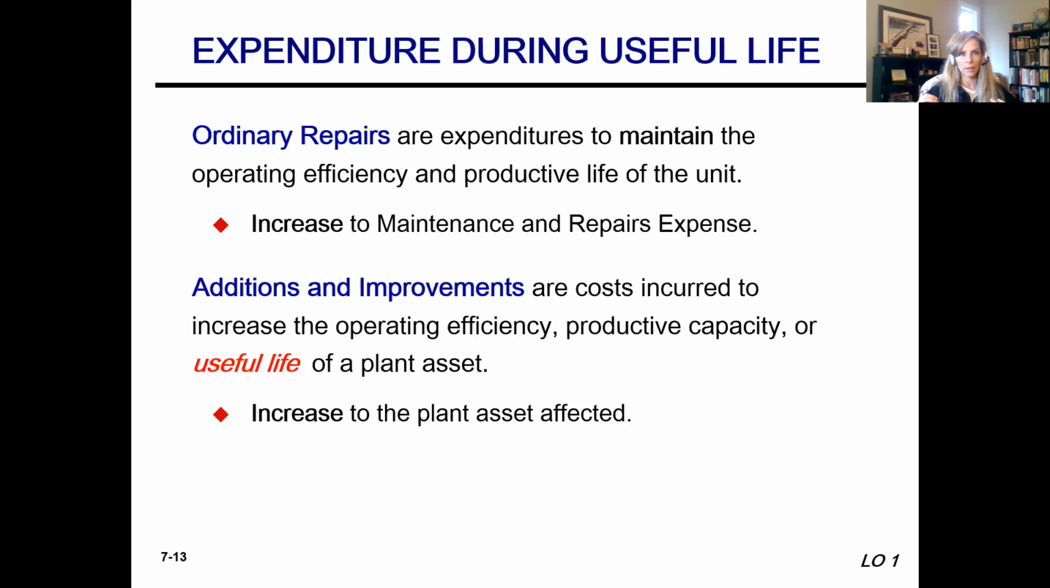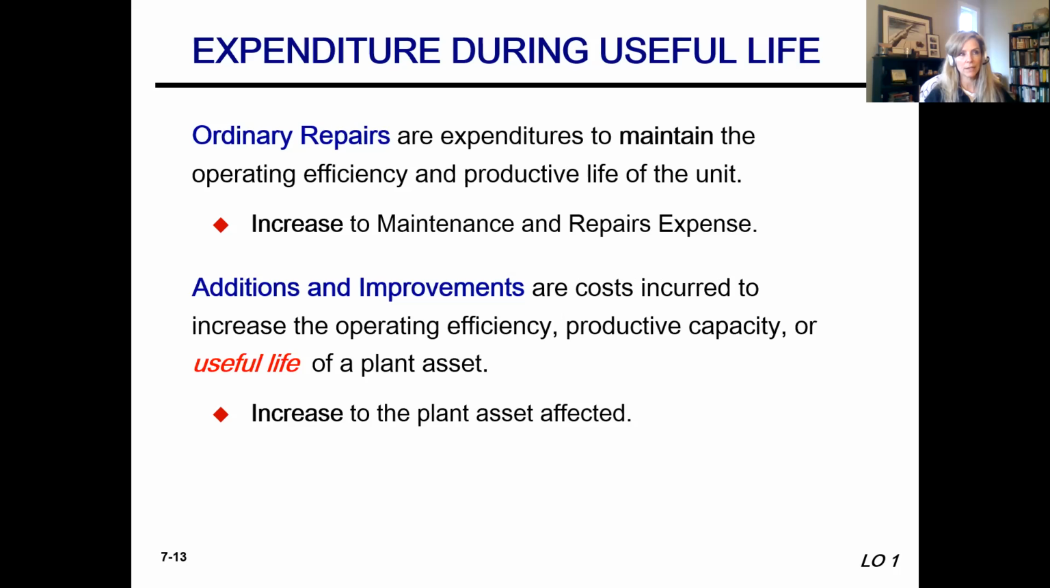So let's take a roof, for example. There's a storm, a tree falls in the corner of a building, and we have to get the roof repaired there. That's a repair. It's not repairing the entire roof of the building, it's a section of the building. So it's an operating expense. We can't leave it like this. It's going to rain and everything's going to get wet inside. So fine, it's an ordinary repair.